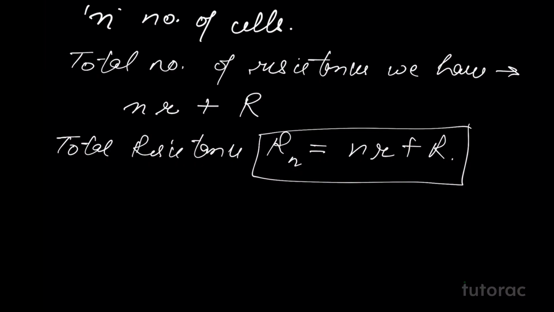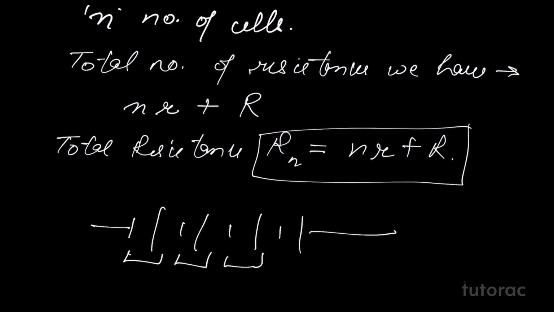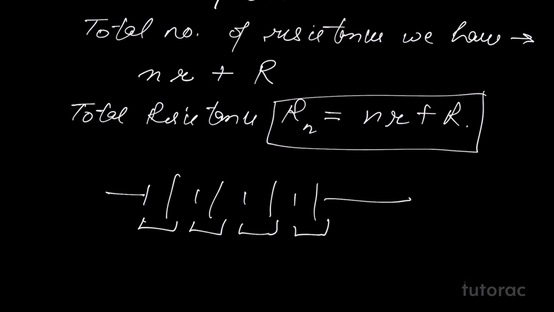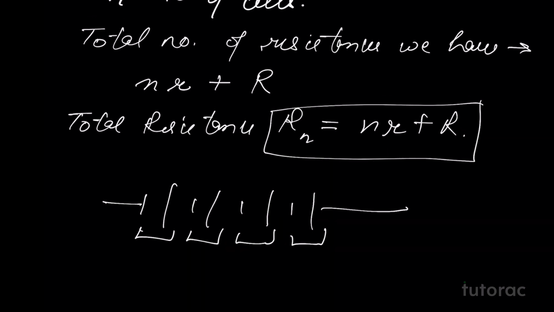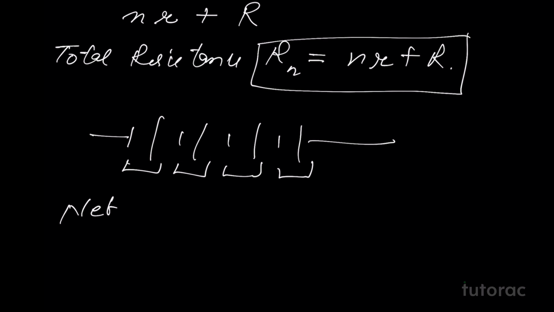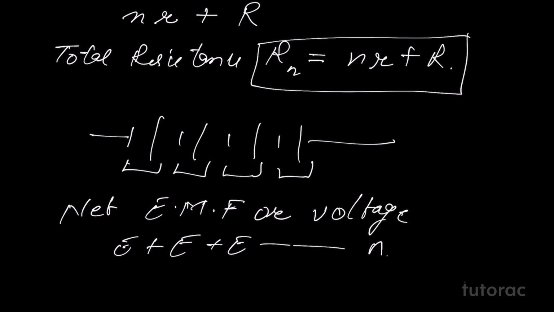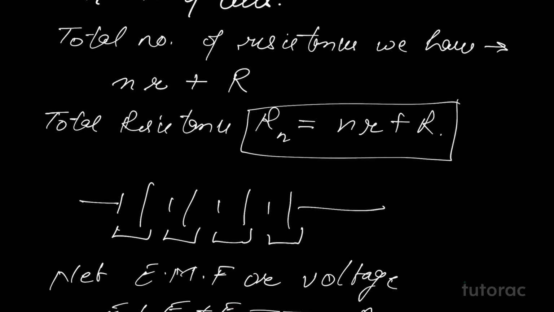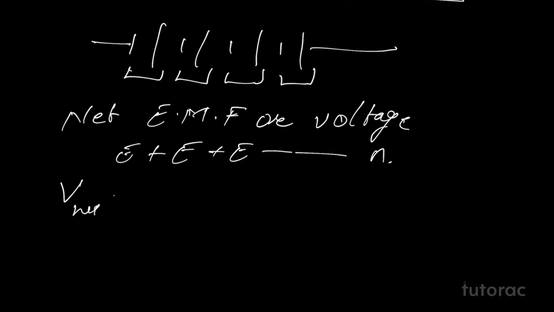Now, what will be the net EMF? Net EMF is also nothing but the addition of all these EMFs. Because when I was explaining a battery, I explained that when we have multiple cells connected in this way, having their polarity in the same direction, the EMF of each cell contributes to the net EMF. Thus, we just have to add them all as their polarities are the same. So we get the net EMF or voltage, as we have already calculated the net internal resistance. So net voltage is E plus E plus E up to n terms. For the sake of easy calculation, I have taken all the values the same. From here, we get V net equals n times E.